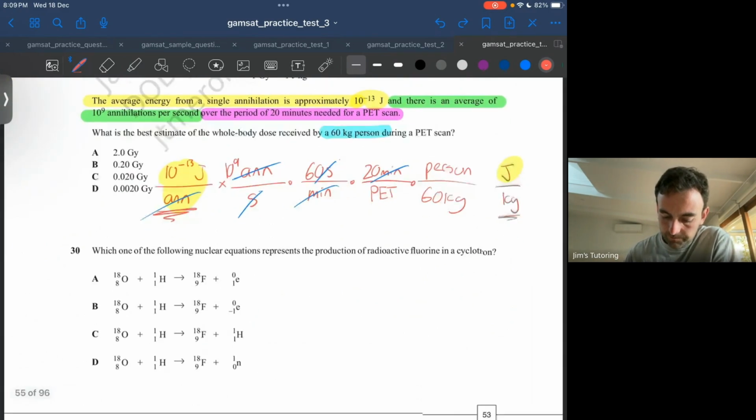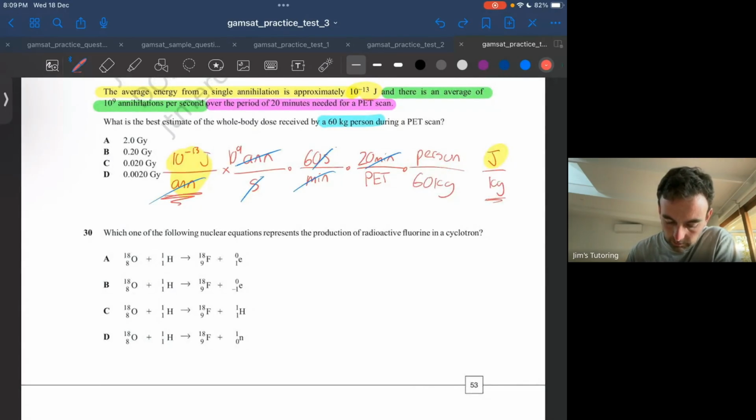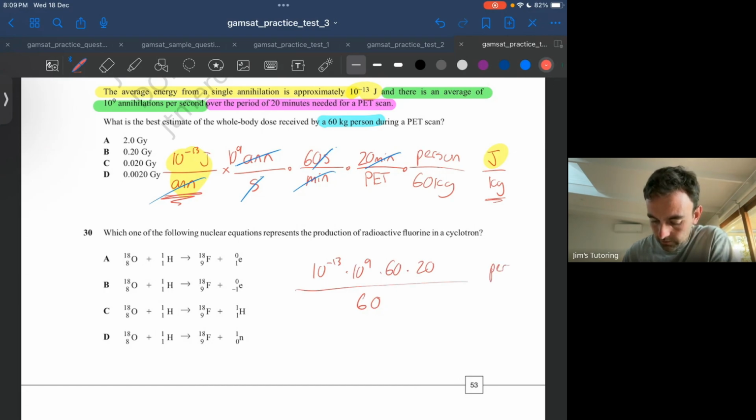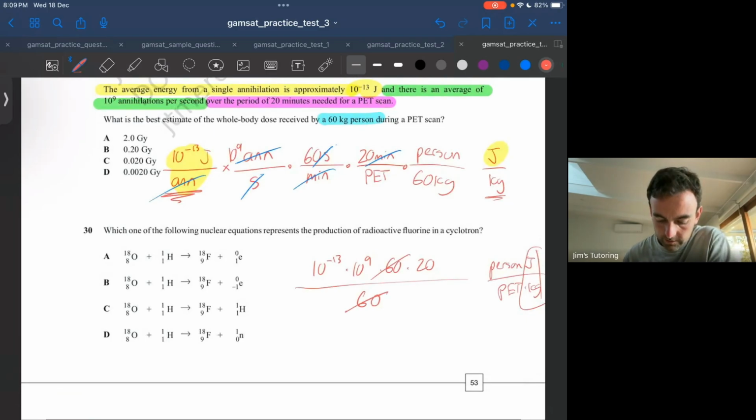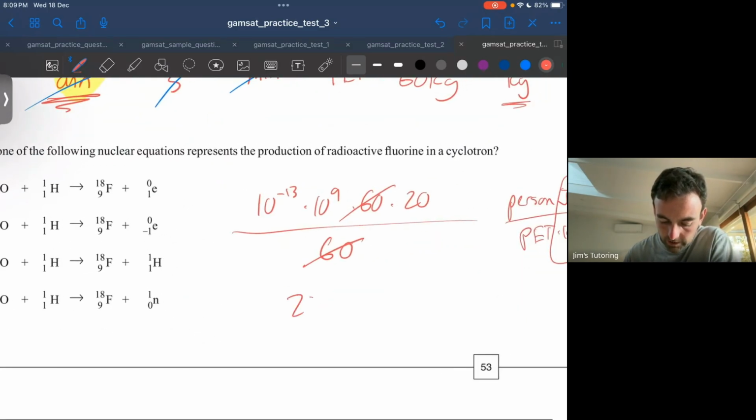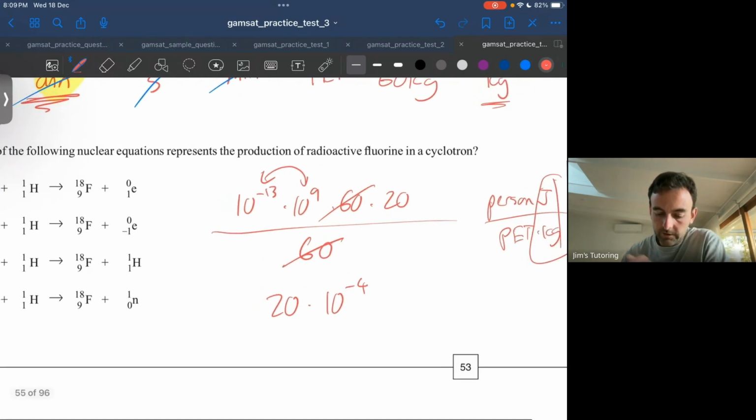Okay. So when we do all this, I'll get all the numbers down. So 10 to the negative 13 times 10 to the 9 times 60 times 20 divided by 60. And then we've got all our units. So person, joules, PET, kilogram, which is just our grays unit, joules per kilogram. And when we do this, we can see that the 60s cancel out. So we end up with 20 times 10 to the minus 4. Okay, so if I add those together. Now, this is why it's also really important to track your units as you go.